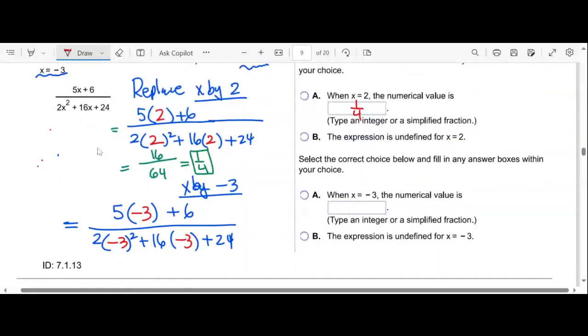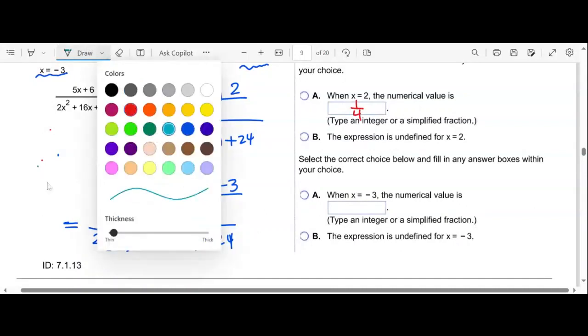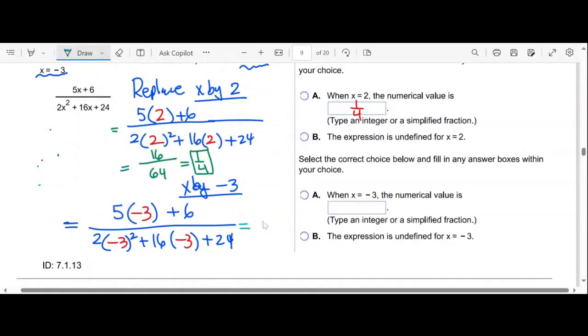So you multiply and you get how much? Numerator or denominator? The numerator is negative 9, right? Negative 9. And the denominator? Negative 6. So when you reduce this, that gives you what? 3 over 2. So you put the answer here. Next question.